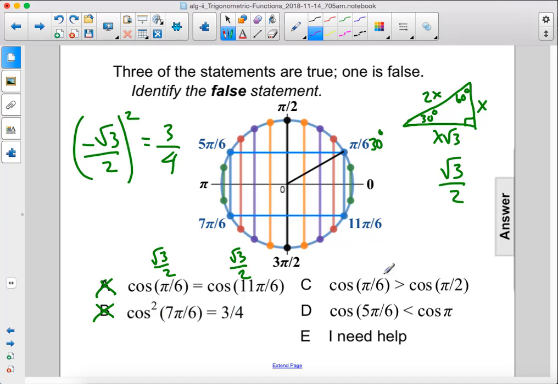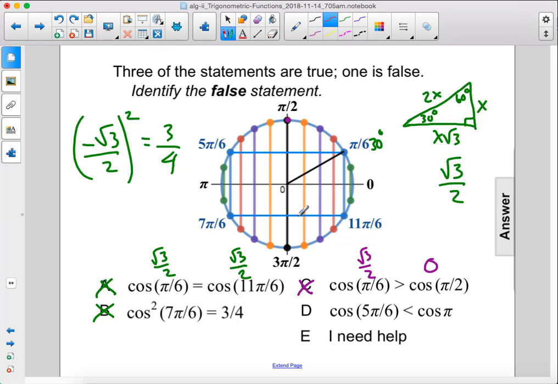Cosine of pi over 6, which is the square root of 3 over 2, is greater than the cosine of pi over 2. Cosine of pi over 2 is 0. There's no horizontal line that we can draw from the y-axis to the point. This is where cosine is 0. Square root of 3 over 2 is greater than 0. This is about 0.86 or so. So this is true. Eliminate it.